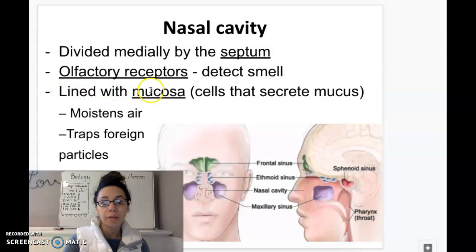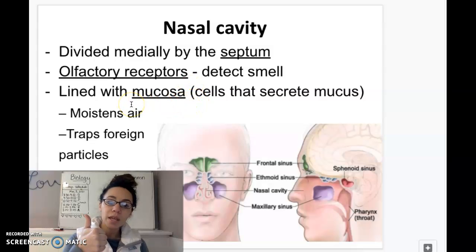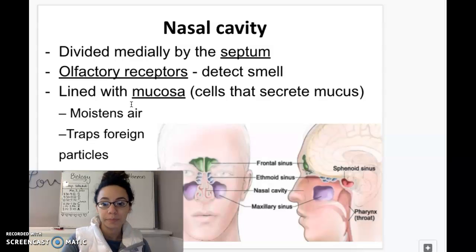They're also lined with a mucosa, which are cells that secrete mucus. And this helps to moisten the air when it's super dry or when it's really cold, and traps foreign particles. So things like dust, allergens, pollen, things that we don't want getting into our lungs. Those nasal hairs and the mucosa trap them.